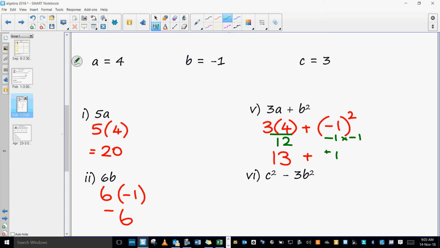So 3 plus positive 1, 12 plus 1. So same positive, different negative. So there's a plus or minus. That's the negative.